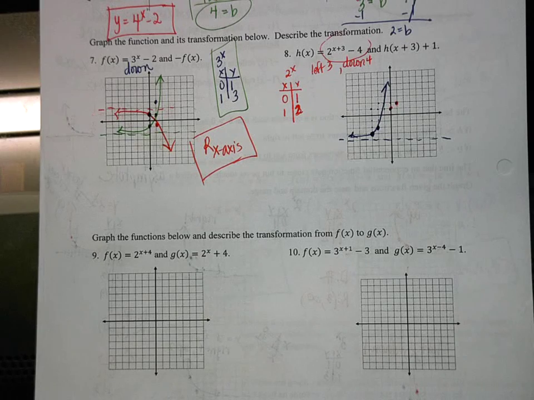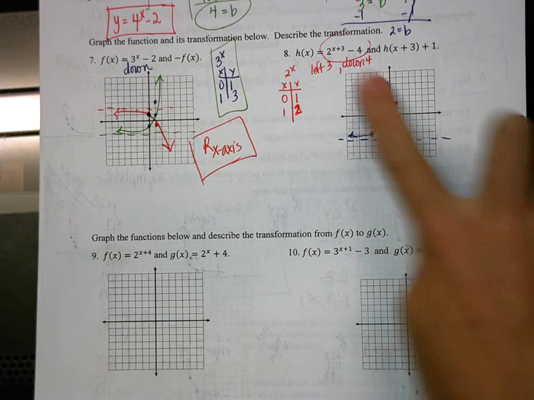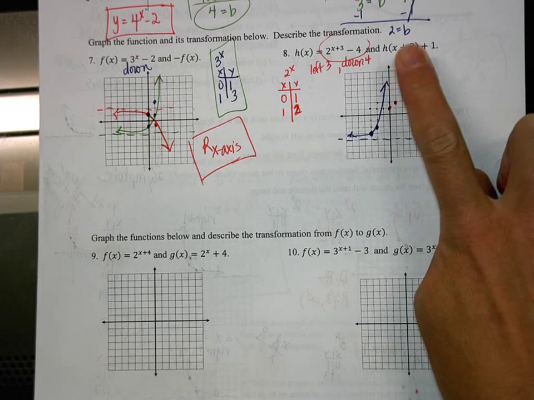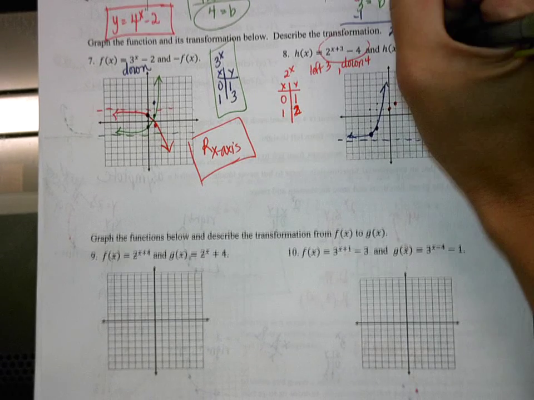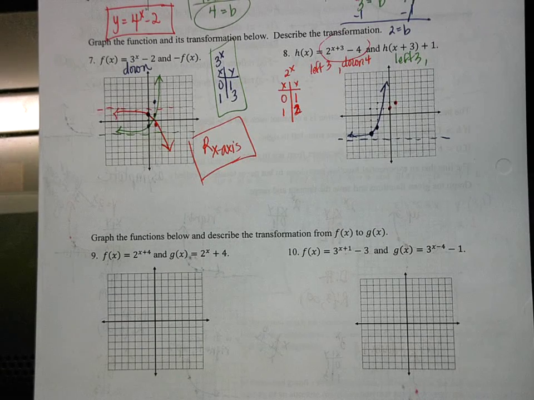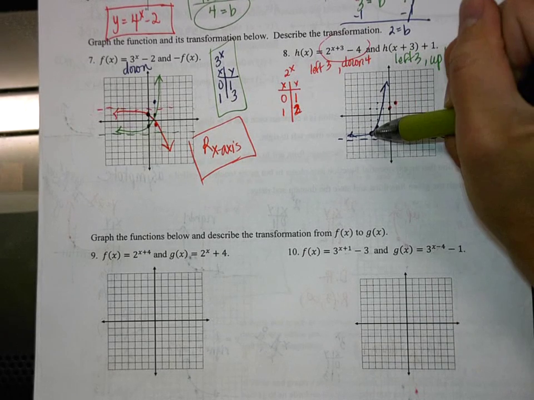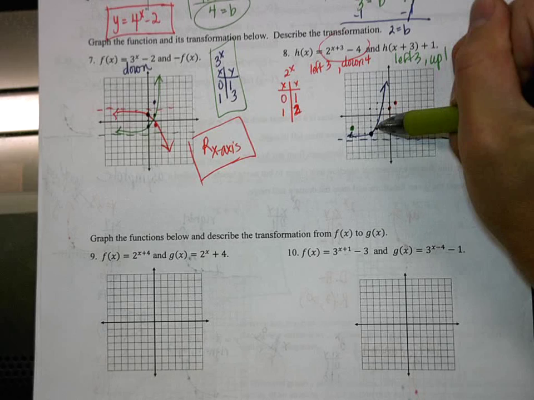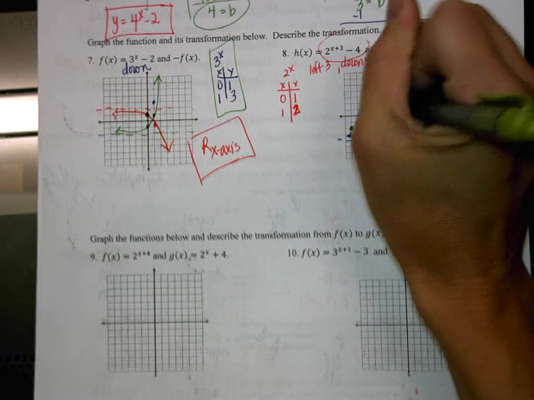Now, this one's actually pretty easy because now they're just telling us h of x plus 3, plus 1. So on this shift, where am I going to go? Good. Left 3. And then what? Up 1. Left 3, up 1. So I'm going to take this point right here and go left 1, 2, 3, up 1. This point, same thing. Left 1, 2, 3, up 1. And that's the other function.